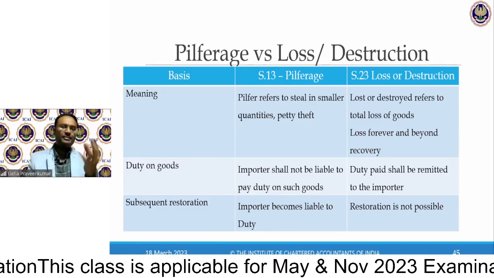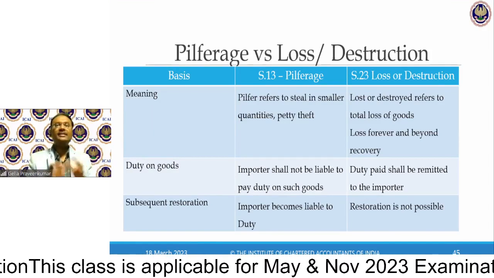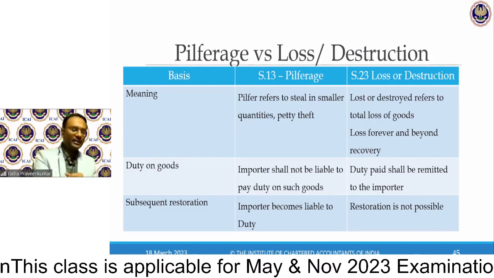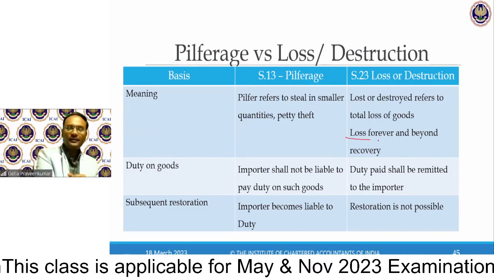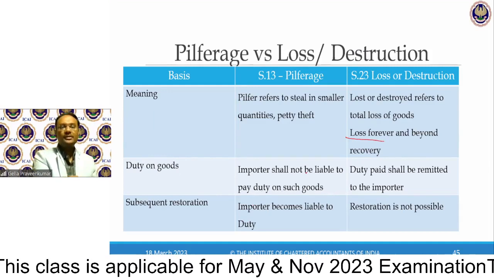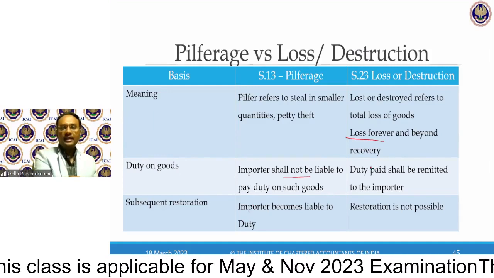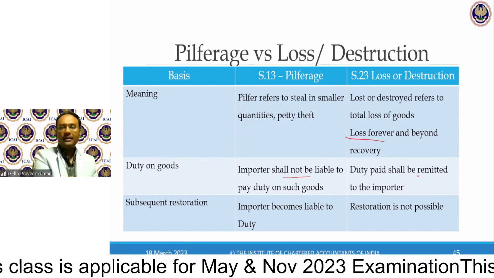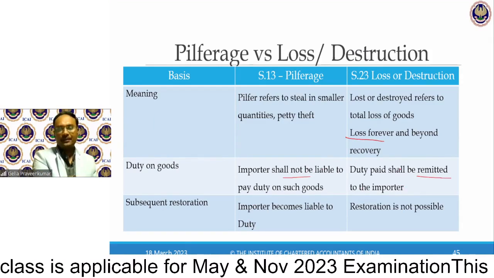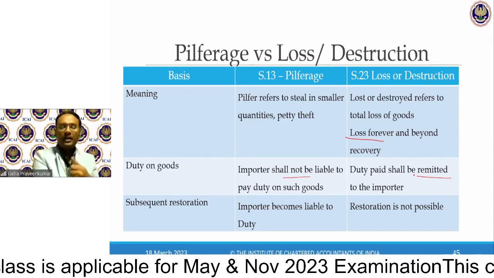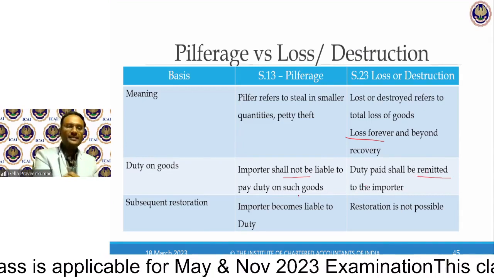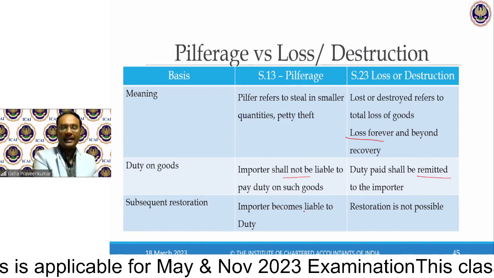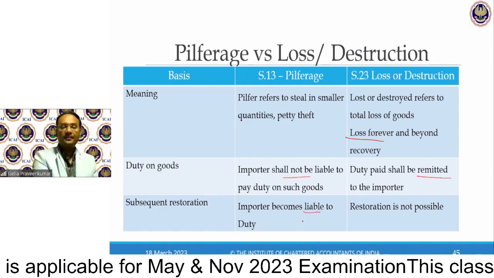Pilferage is petty theft. Loss or damage is a big loss, meaning goods have been lost forever. On such goods, the importer shall not be liable for duty. Duty shall be remitted; duty paid will be remitted back to the importer. So either I can pay or choose not to pay. Subsequent restoration: in case of petty theft, if the goods are restored back, the importer is liable to pay.